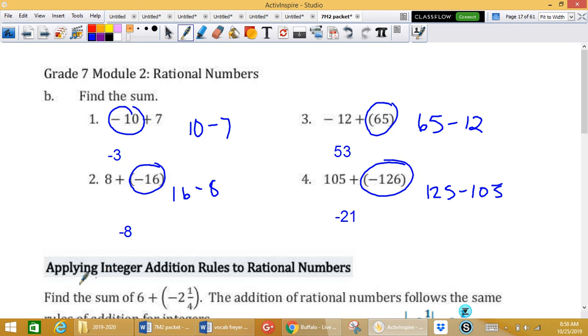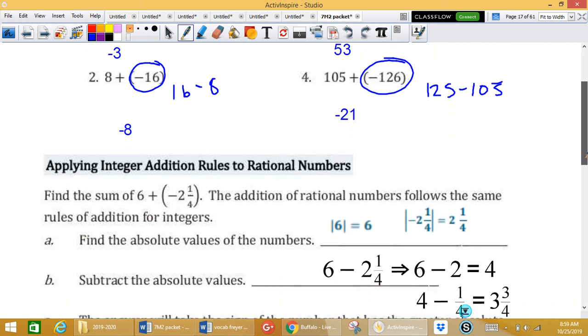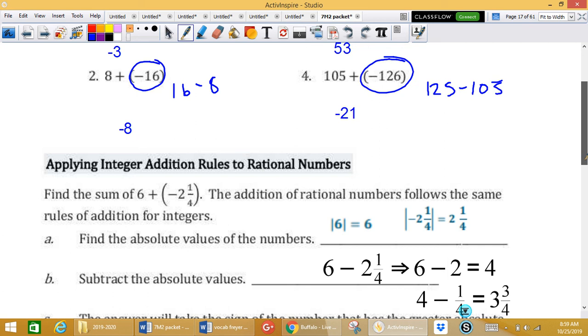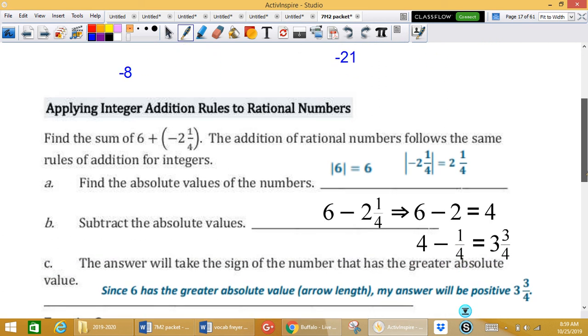Applying integer addition rules for rational numbers. Find the sum of 6 plus negative 2 1/4. The addition of rational numbers follows the same rules for the addition of integers. Find the absolute value of the numbers. So the absolute value of 6 is 6, and the absolute value of negative 2 1/4 is 2 1/4. Subtract the absolute values. So 6 minus 2 1/4.